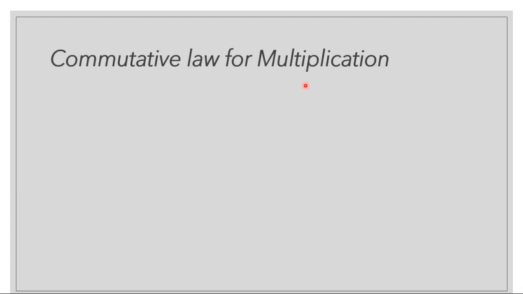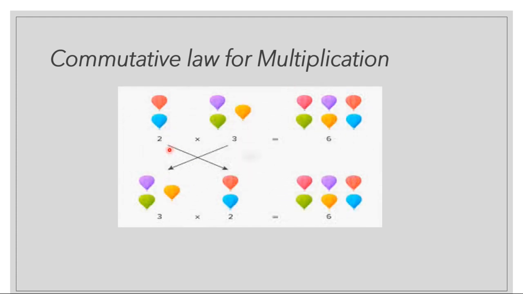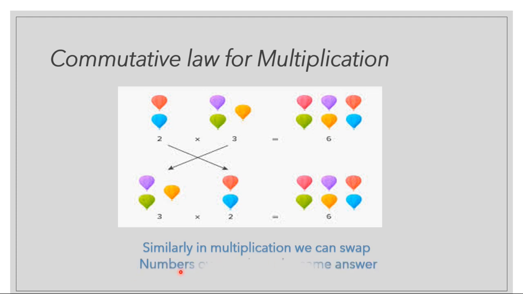Now commutative law for multiplication. Here we multiplied 2 balloons by 3 balloons, so we got 6 balloons. And when we multiplied 3 balloons by 2 balloons, again we got 6 balloons. So this law applies to multiplication. Similarly, in multiplication we can swap numbers over and get the same answer. We just change the place of the numbers and get the same answer. So in commutative law we just change the place of the numbers but the answers are the same.